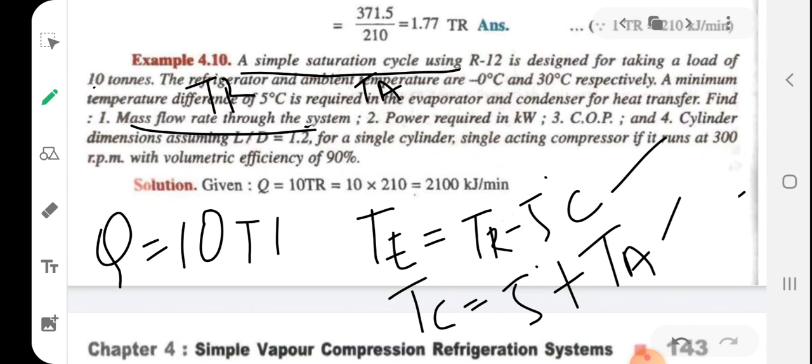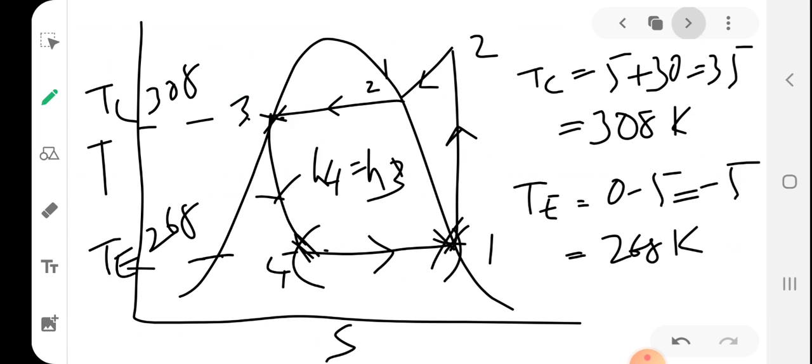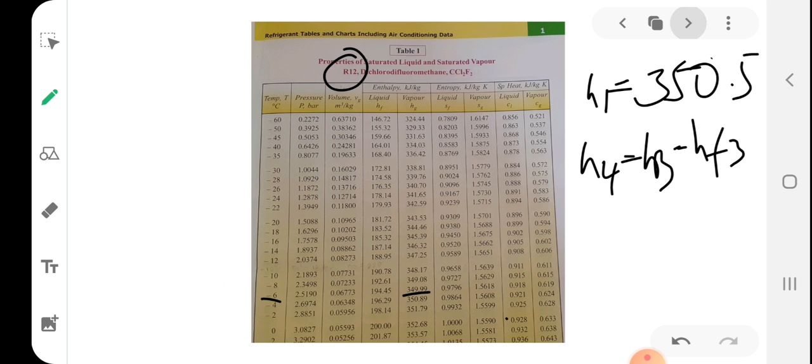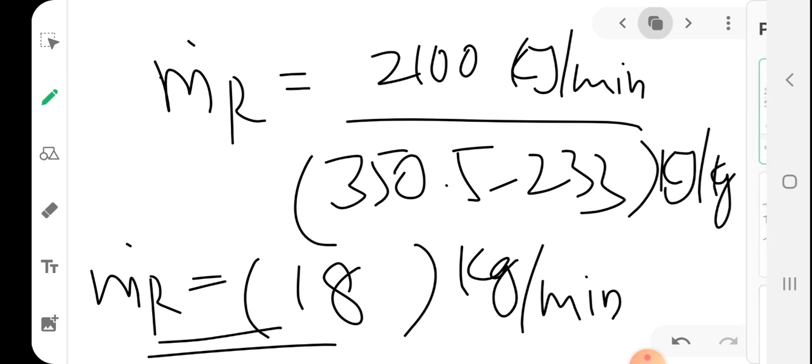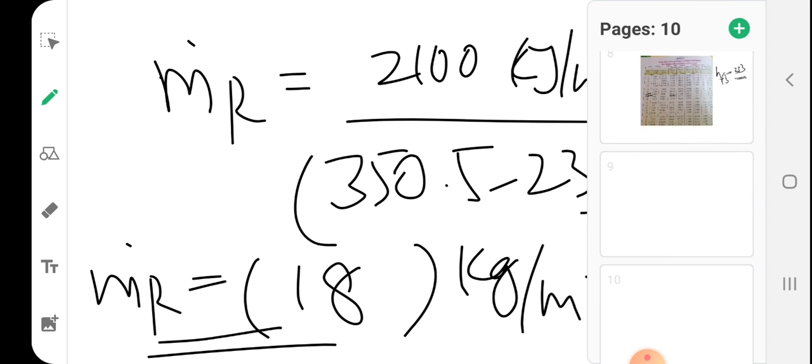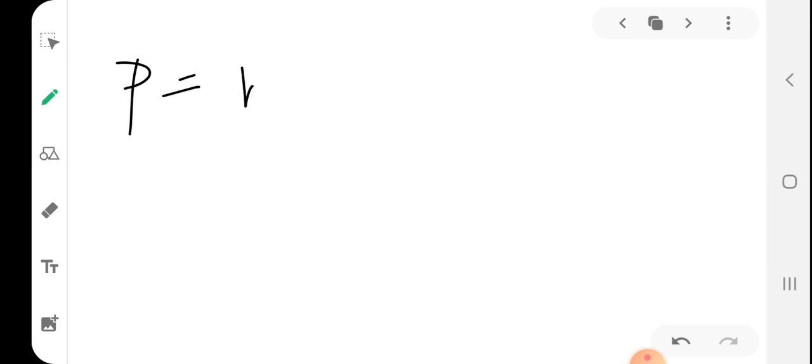So first the mass flow rate is found out, then the power required. Power is actually nothing but H2 minus H1 only. So that is for the compressor. The work done in the compressor is equal to H2 minus H1. But the total power will be obtained if you multiply it with the mass flow rate. So power equal to m dot r into (H2 minus H1).